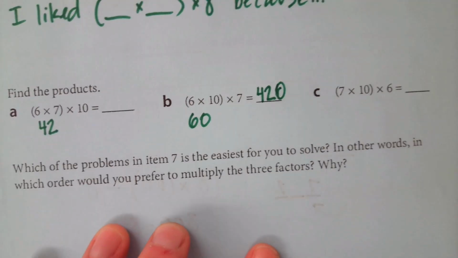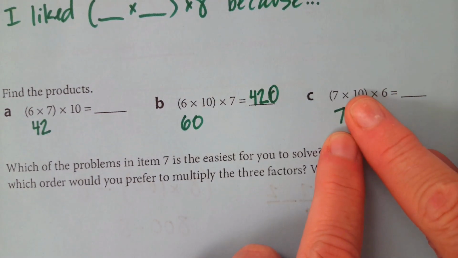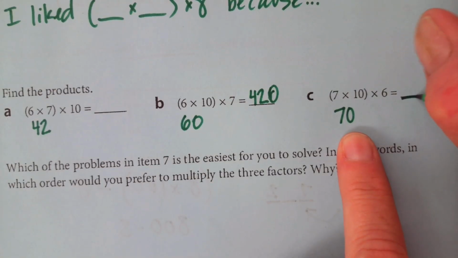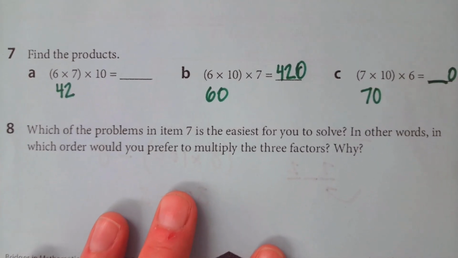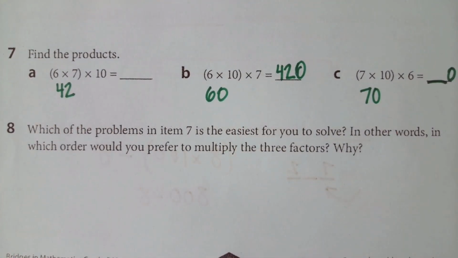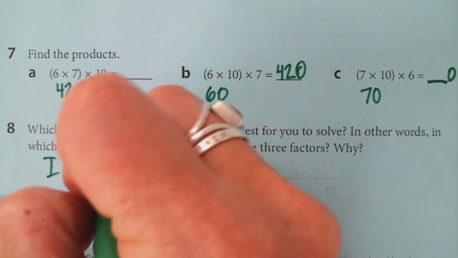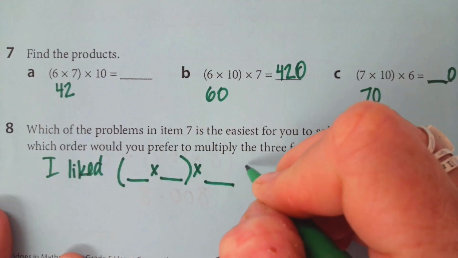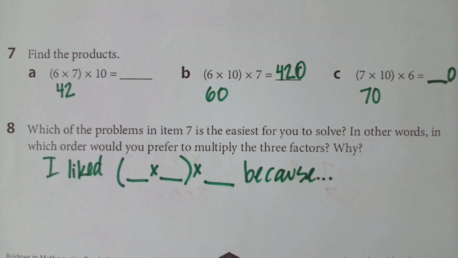And then finally, this one, we have 7 times 10 is 70, and then do the same thing. 7 times 6, write your product, and then add that 0 back on at the end. Blank, and add that 0. So you can do this, 5th graders. I know you can. Which one did you like best? I know which one I like best. It's similar to the one on number 5. So I liked blank times blank times blank because why? What made it a little more friendly for your brain?